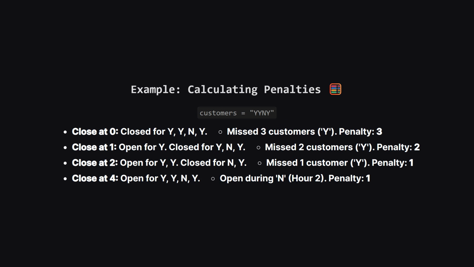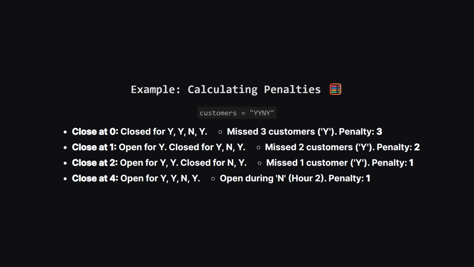Let's calculate the cost for a few options. If we close immediately at hour 0, we are closed for the whole day. Since there are 3 Y's in the string, we miss 3 customers. That's a penalty of 3. What if we close at hour 2? That means we are open for hour 0 and hour 1. Both had customers, so no penalty there.